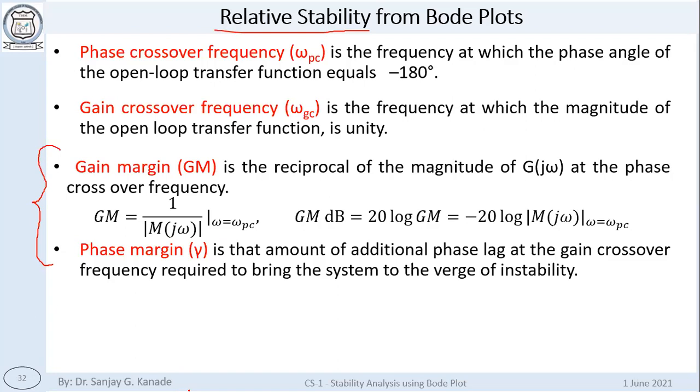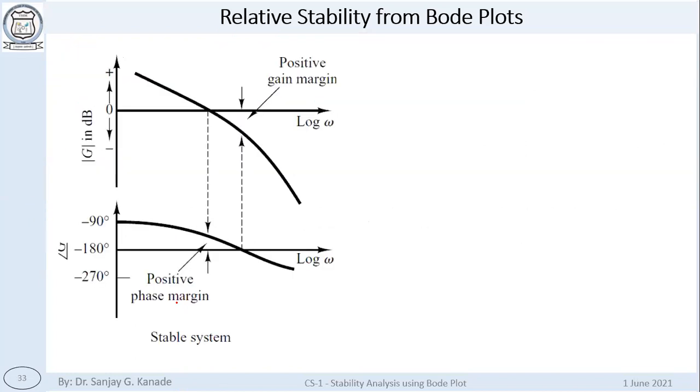Now, how do you find out these 4 values, these 2 as well as the bottom 2? All these 4 values you can find out from Bode plots. Now, how to do that? Let's see here. So here is one sample Bode plot. Here is the magnitude and here is the phase angle.